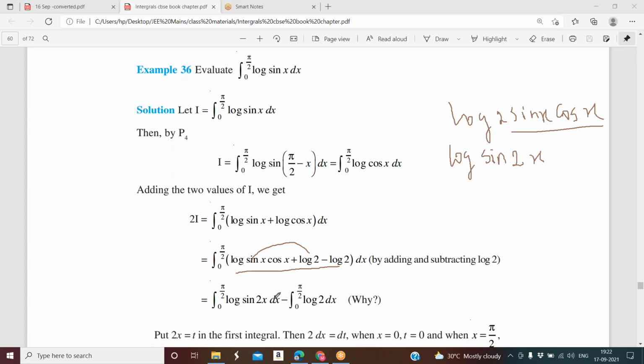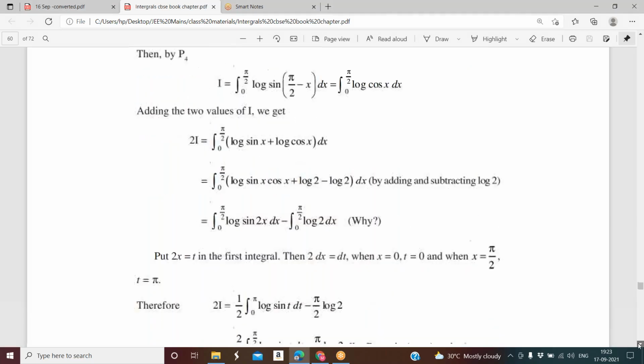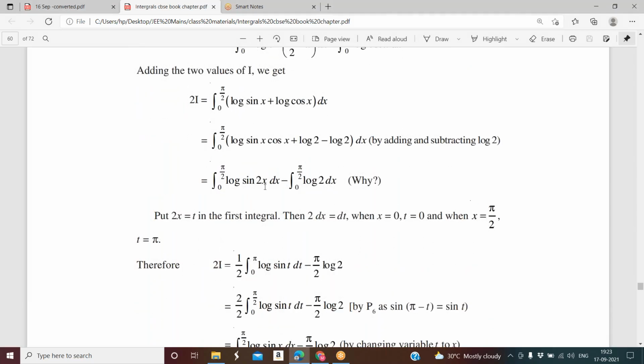Log sin 2x minus, here we can separate the integral 0 to pi by 2 log 2 dx. Is it clear to you? So what we have got: integral 0 to pi by 2 log sin 2x dx minus integral 0 to pi by 2 log 2 dx. We have combined the first two terms. Next, we have to integrate the first integral, because the second integral is very easy since log 2 is a constant. We have to integrate it with respect to x. So this will be easy.